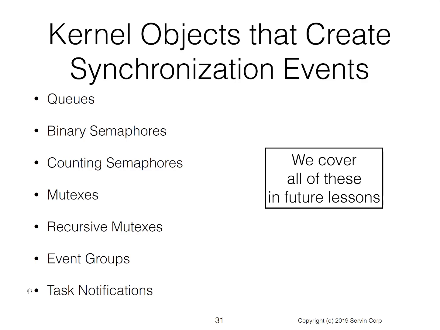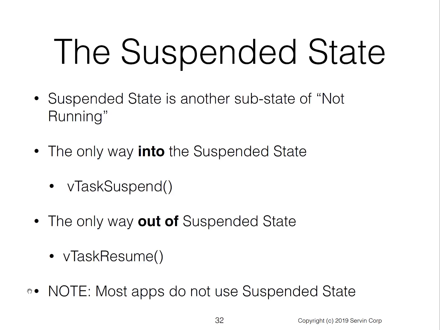So a lot more to come on all of this, but the key is they know how to handle synchronization, and so they'll make use of this not running state, which we call the blocked state. So not running, blocked, but there's another not running one, and this one is called suspended. Suspended state, again, is a substate of not running.